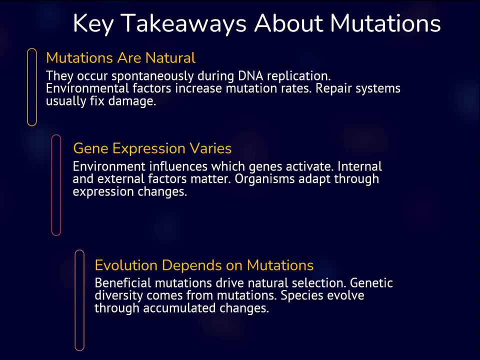They happen all the time, often from copying errors or environmental damage. Most of the time, our cells fix them, but when they don't, the change becomes part of the DNA. Next, gene expression is flexible. Our genes don't all turn on at once. Whether they're active depends on things like hormones, diet, temperature, and other environmental factors. This helps organisms adapt to their surroundings.